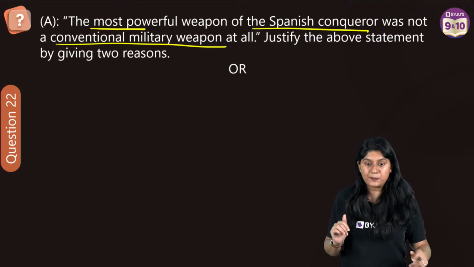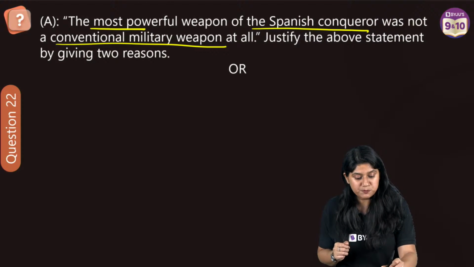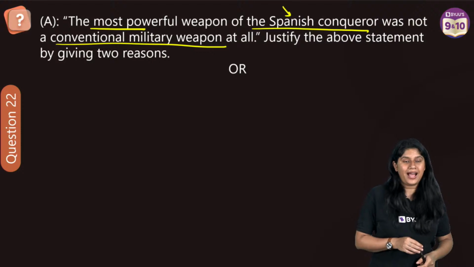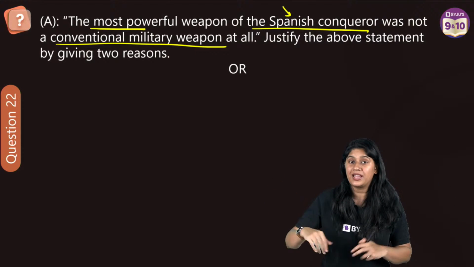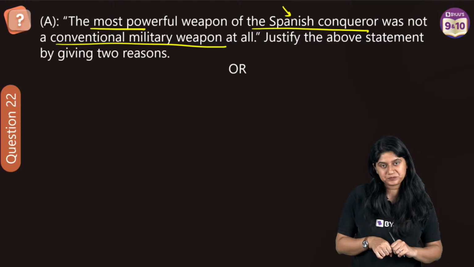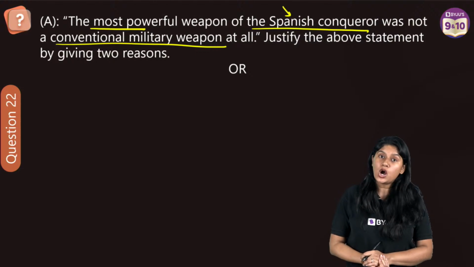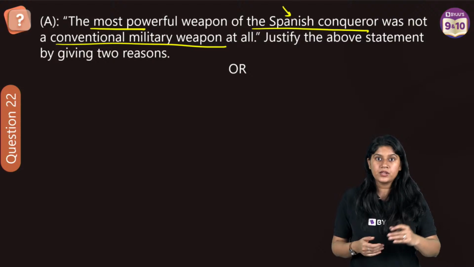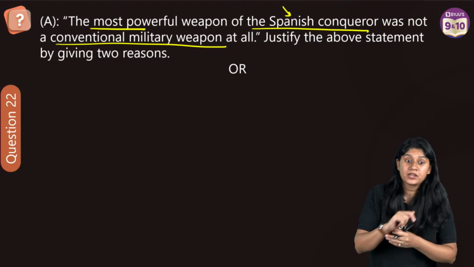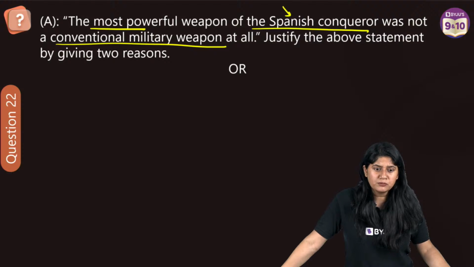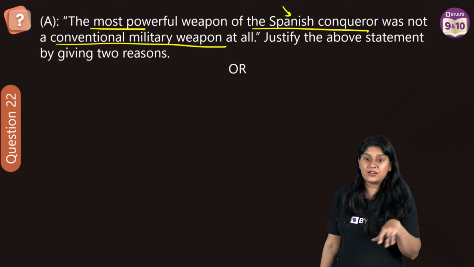In this chapter, the Spanish and the Portuguese were conquering, invading and traveling throughout the world, and they entered America. Even though they didn't use a military weapon, in the years to come they got the power. So what is the reason behind it? Absolutely correct, Neha. Very good, Manju. Very good, Max. Very good, Sunil. So it was not that they were right.